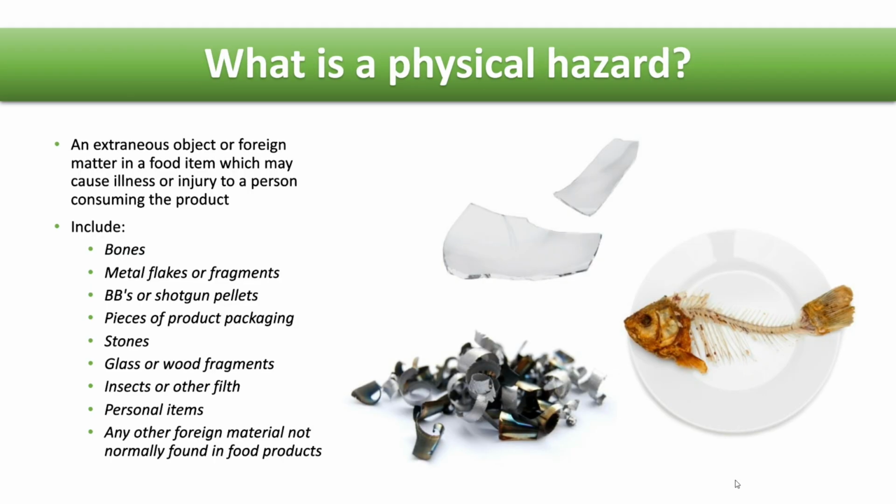First, let's talk about physical hazards. Foreign objects are the most obvious evidence of a contaminated product and are therefore most likely to be reported by production staff or by consumer complaints. However, they are also less likely than chemical or biological contaminations to affect large numbers of people. When identifying physical hazards, it is important not to confuse quality issues with physical hazards. Some of the physical hazard examples are listed here, including bones, metal flakes or fragments, and so on.